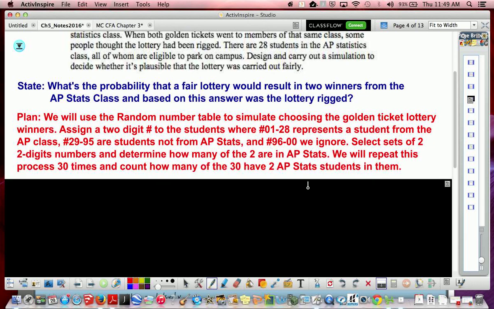So we're going to select sets of 2-digit numbers and determine how many of the 2 are in the AP Stats class. We'll repeat this process 30 times and count how many of the 30 have 2 AP Stats students in them. And we'll see, is it reasonable? Does it happen quite often, or does it never happen or rarely happen?